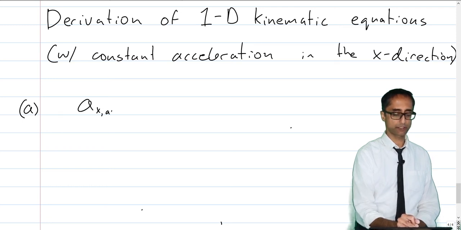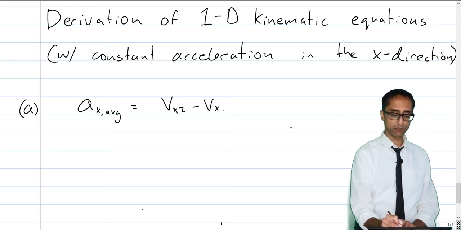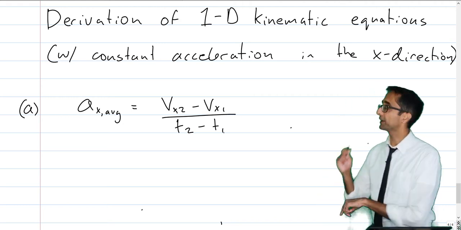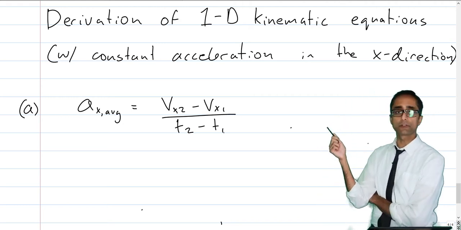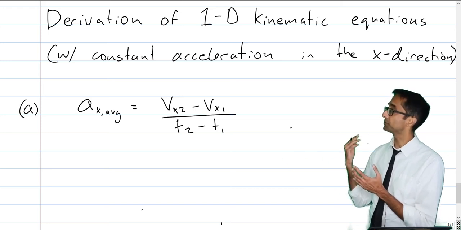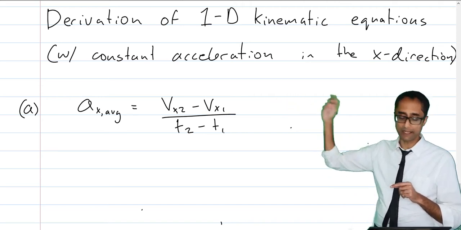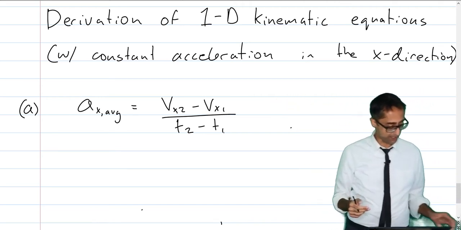So we'll just write in the x direction, the average acceleration is equal to the final velocity in the x minus the initial, all divided by the change in time. And so what we're looking at there is just something that tells us that in the x direction, the average acceleration is equal to the difference between the two velocities, again, in the x direction, that's what that sub x2 and x1 are for, divided by the time.